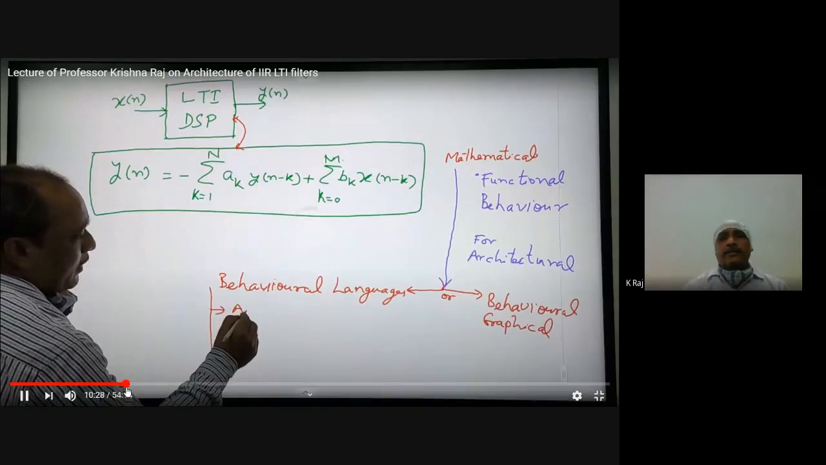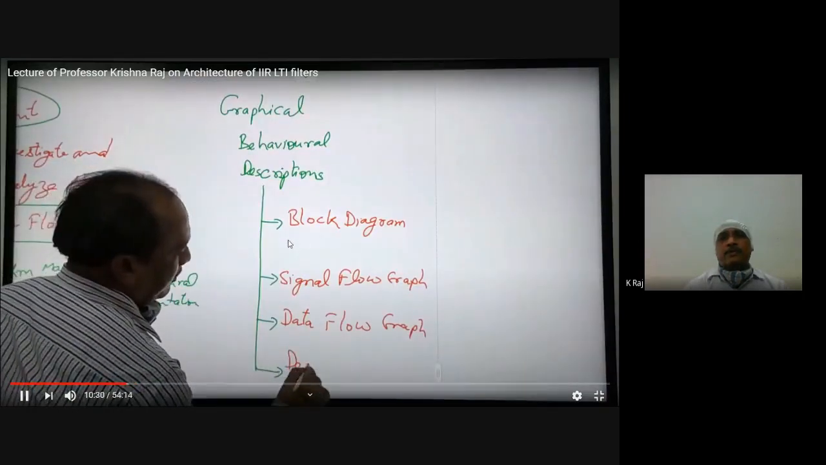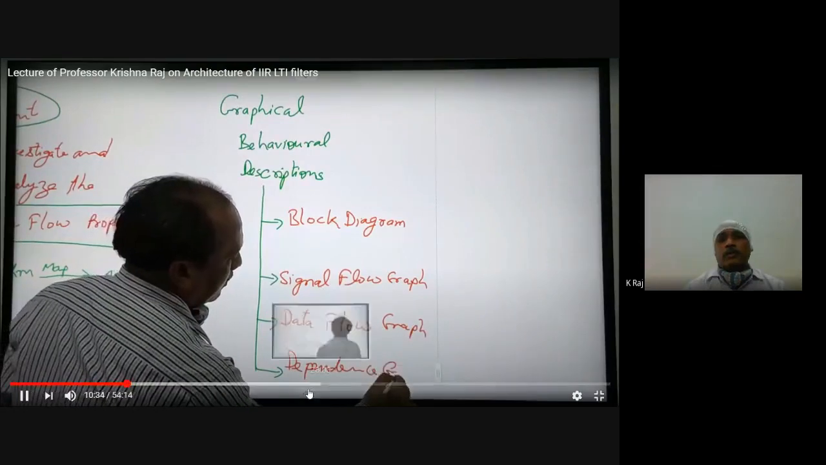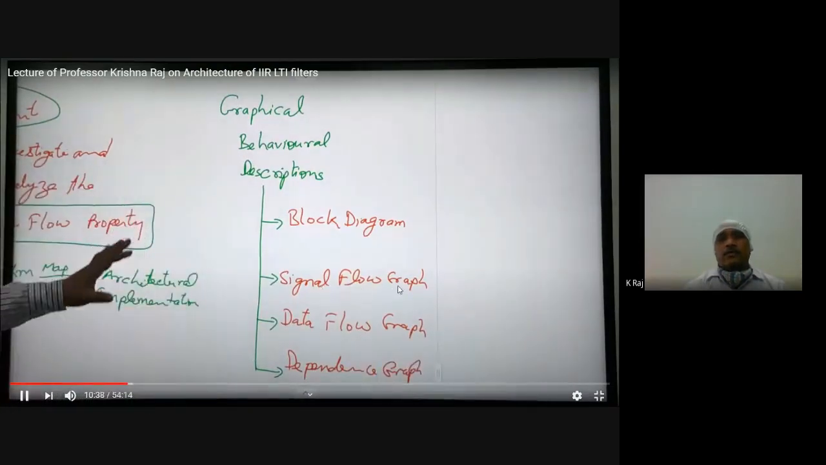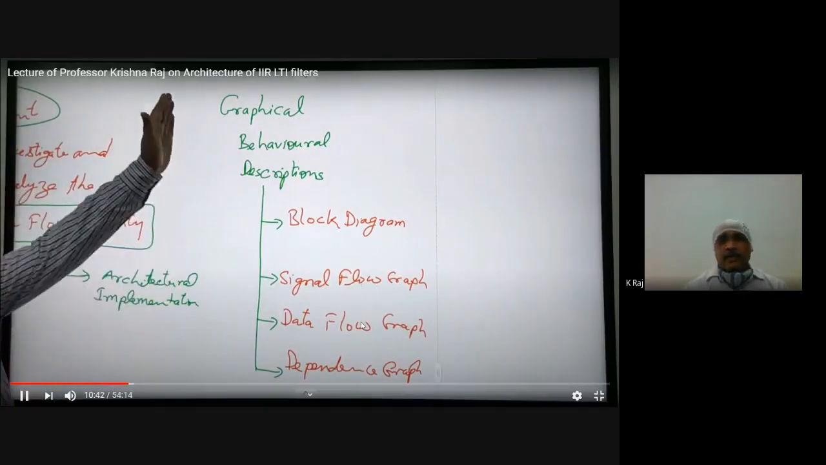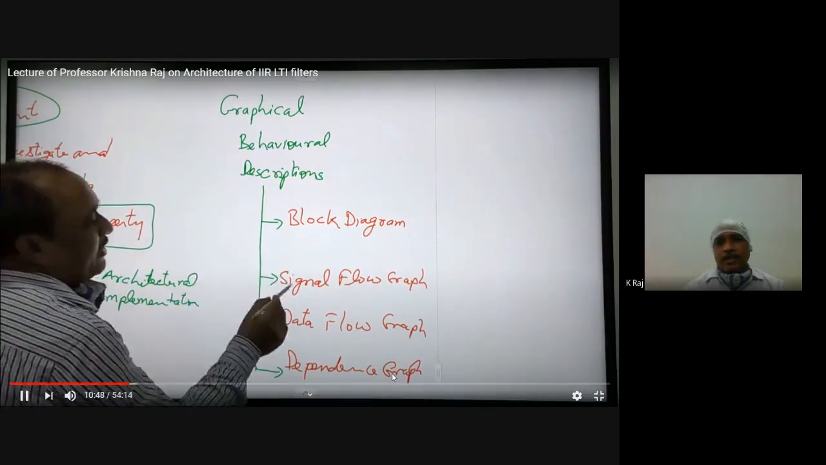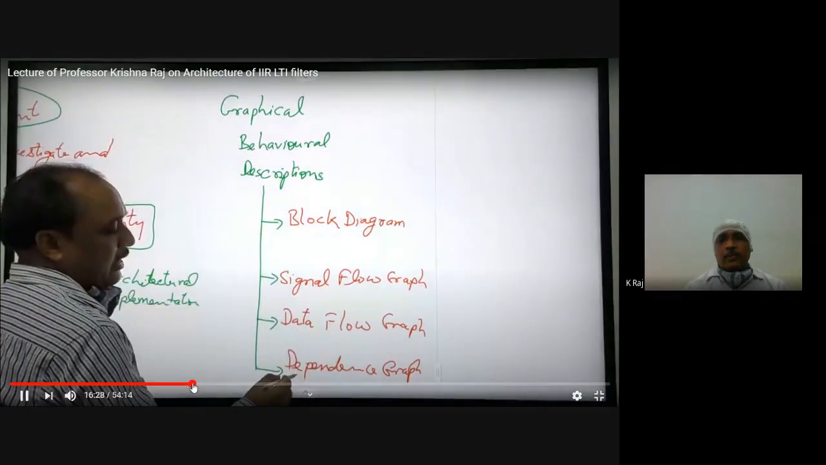And for the architectural designing concept, we can use different types of graphs like the block diagram, signal flow graph, data flow graph, and dependence graph. Block diagram describes the architecture, signal flow graph gives the information about the flow of the signal here, and data flow graph describes one iteration of the algorithm. Dependence graph describes the complete DSP algorithm here.